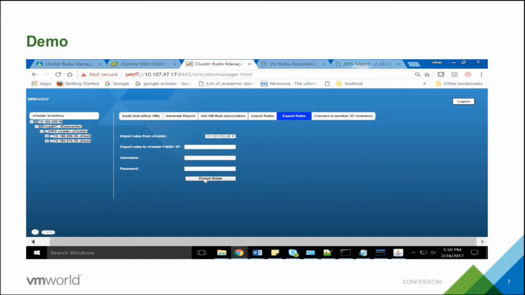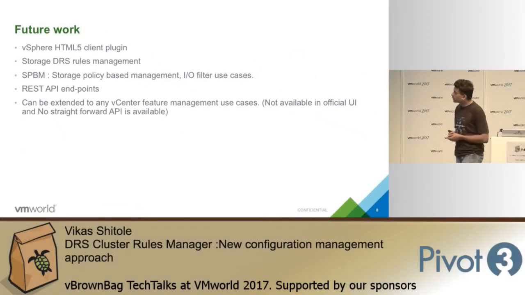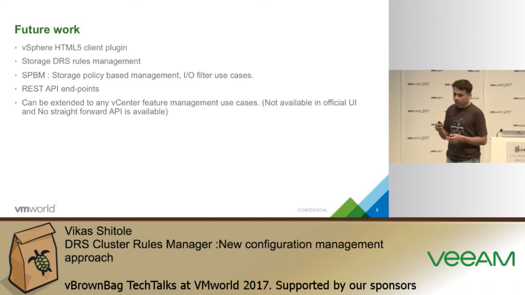And then the next option we have is connect to another VC inventory. Once we click on that, we will get the option to enter the vCenter IP and credentials, username and password. So that's about the demo.